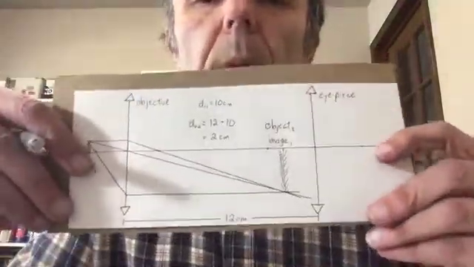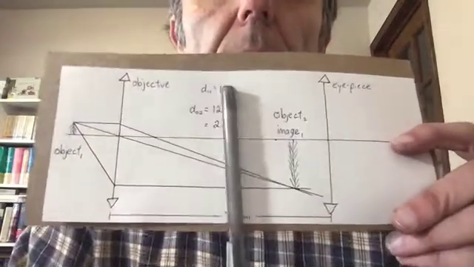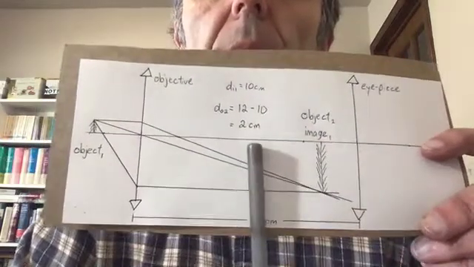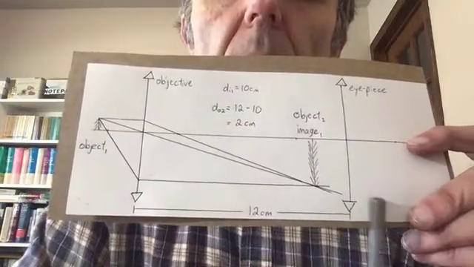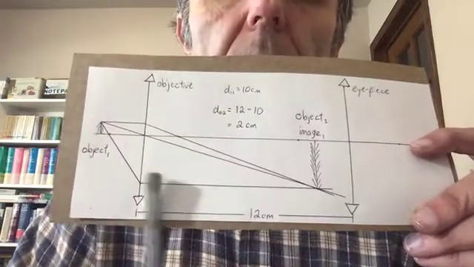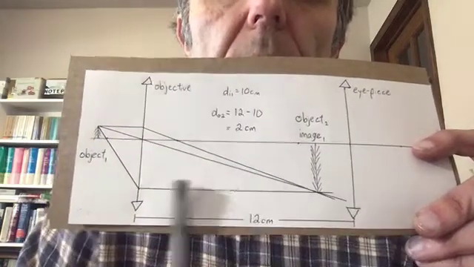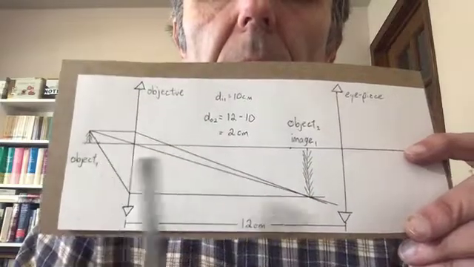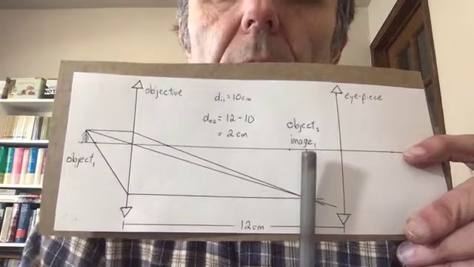Now we're going to put in that second lens. Let's remember here, the image distance we said was 10 centimeters. That's what we calculated just a second ago. But the distance from one lens to the other was 12 centimeters. So if you have 12 centimeters here and 10 centimeters here, that means this distance is 2 centimeters. 12 minus 10 is 2.